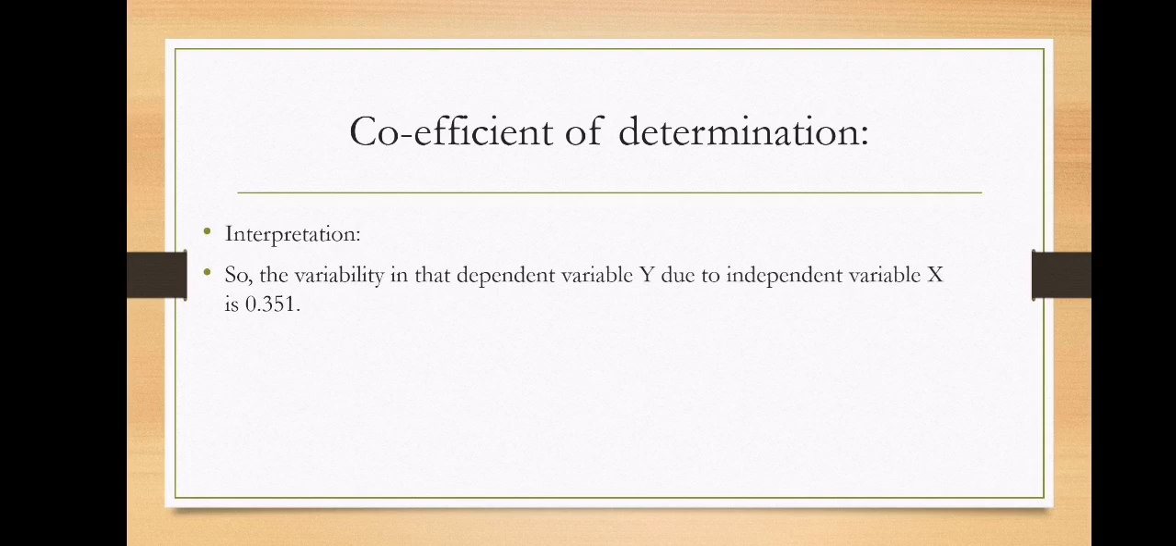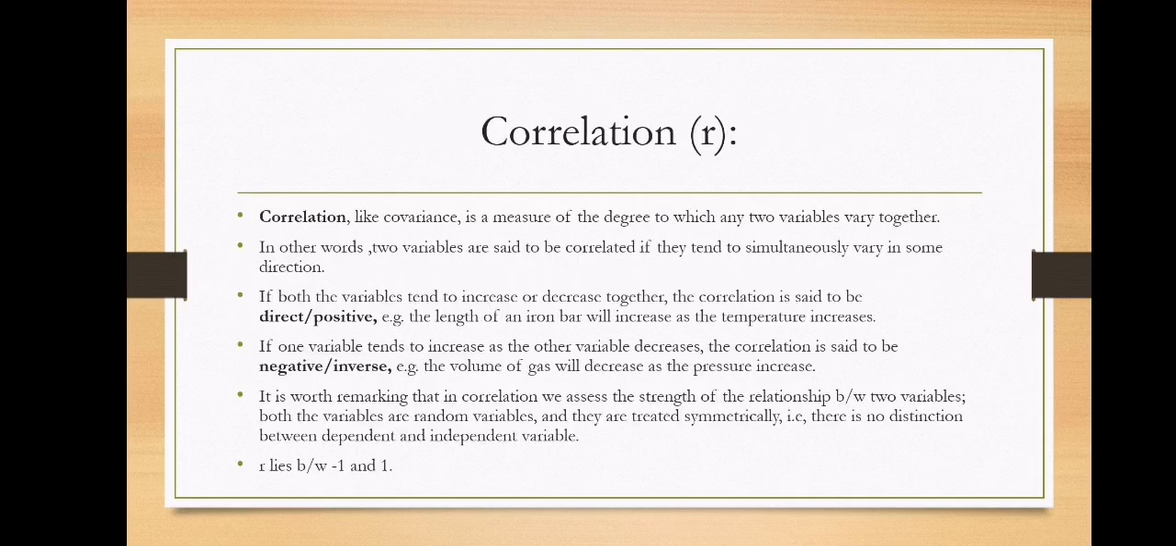So we have the answer: R square is 0.351. The interpretation is that the variability in the dependent variable y due to the independent variable x is 0.351.